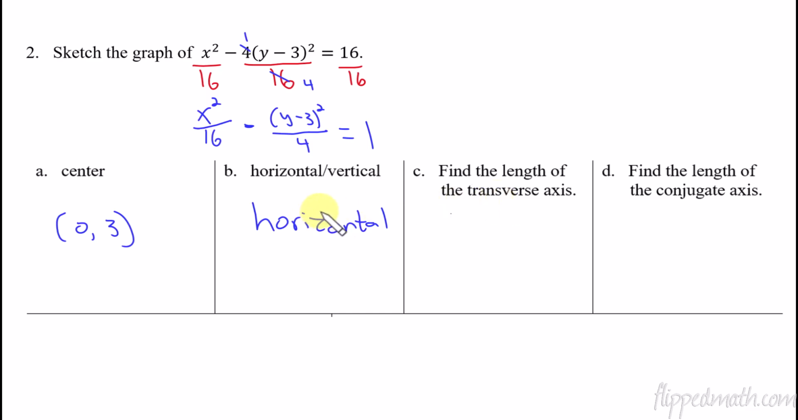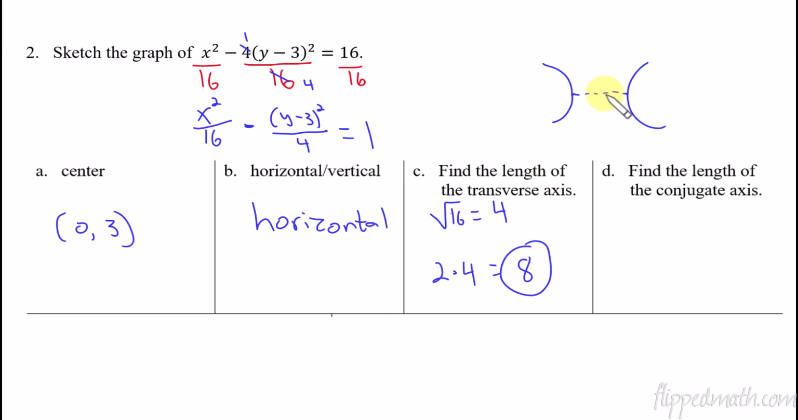Find the length of the transverse axis. So I'm just going to sketch this just to remind myself. This is what it's doing. It's opening left and right. So I'm trying to figure out what is this length here from the vertex to the vertex. And if it's horizontal, I'm using the number underneath the positive term for the transverse axis. So it's the square root of 16, which equals 4. And then I double that. So I'm going to do 2 times 4 equals 8. So 8 is the length of this whole thing, meaning from the center to the vertex is 4, and from the center to the other vertex is also 4, for a total of 8.